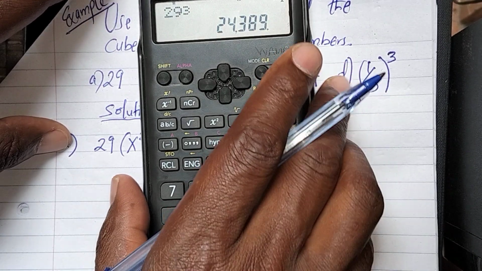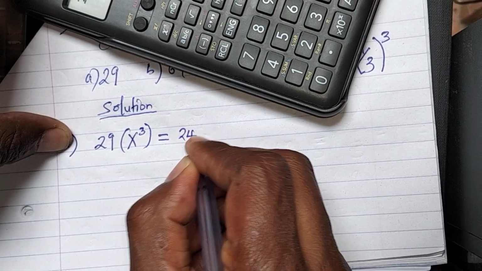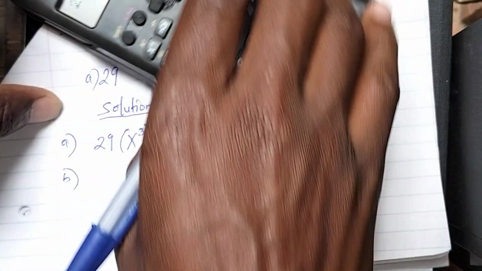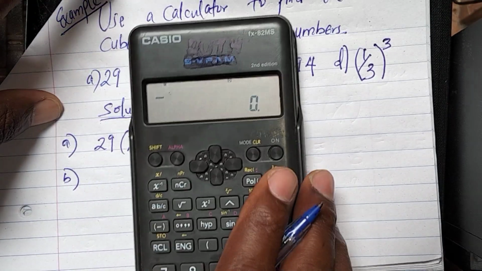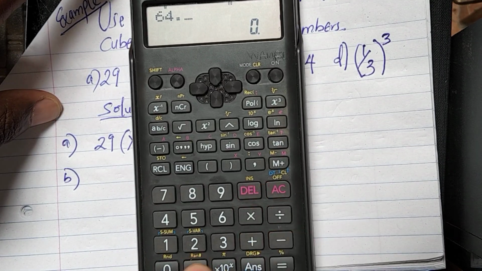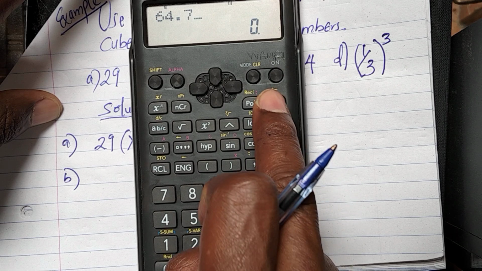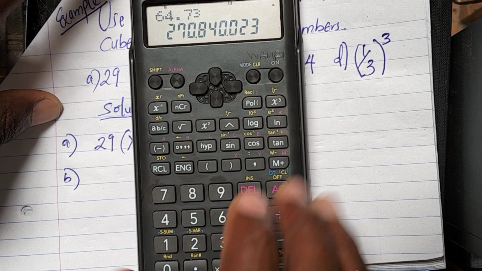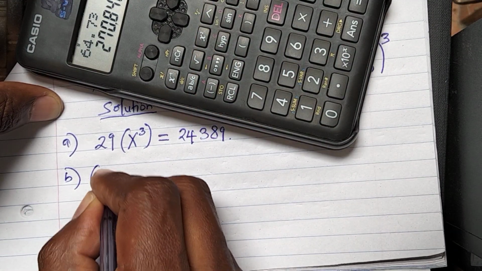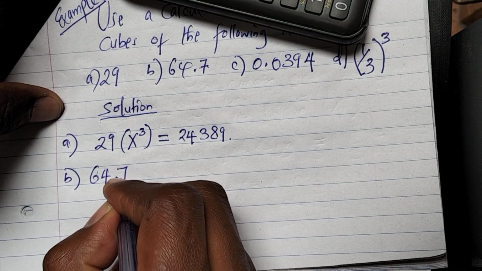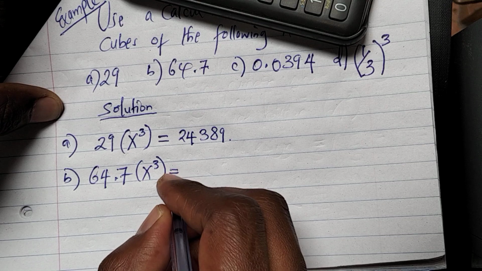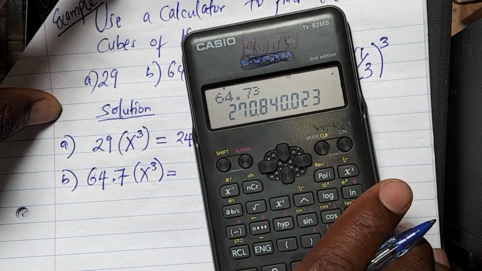B, again, 64.7. 64.7, press the cubic button, is equals. This one gives us 270,840.023. Of course, that is 3 decimal places.